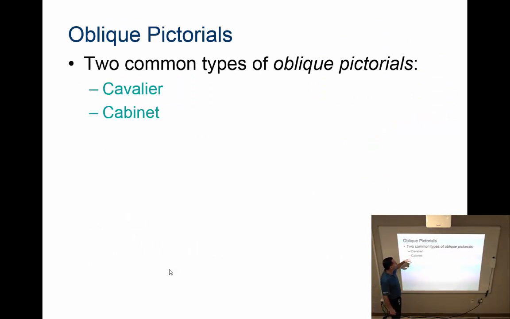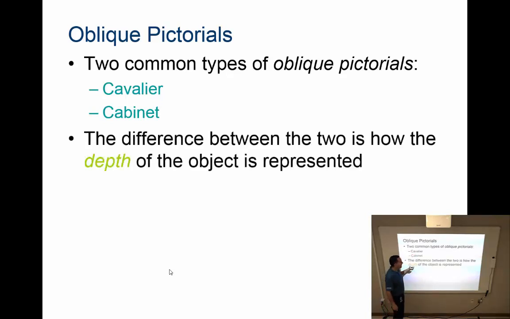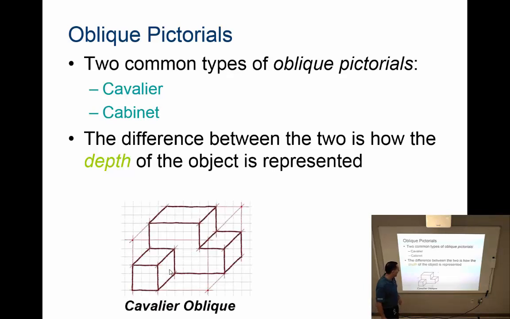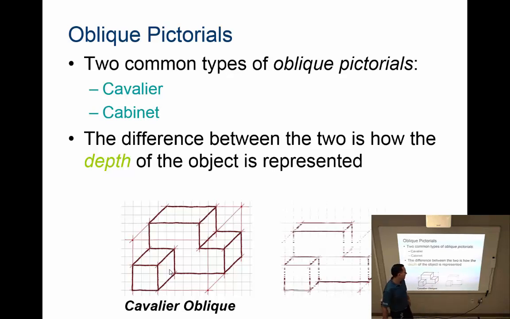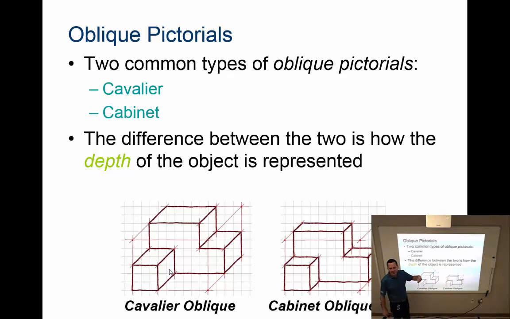There are two types of obliques that we will focus on, cavalier and cabinet oblique. The only difference between the two is the depth, how the depth is represented on that drawing. For a cavalier oblique, we show the full depth of an object, meaning in this case, if the depth were supposed to be 2 inches deep, we would draw it as 2 inches deep. For a cabinet oblique, the only difference again is the depth, and that number gets cut in half. So on this example, if it was 2 inches, for a cabinet oblique, I cut that dimension in half to be 1 inch.